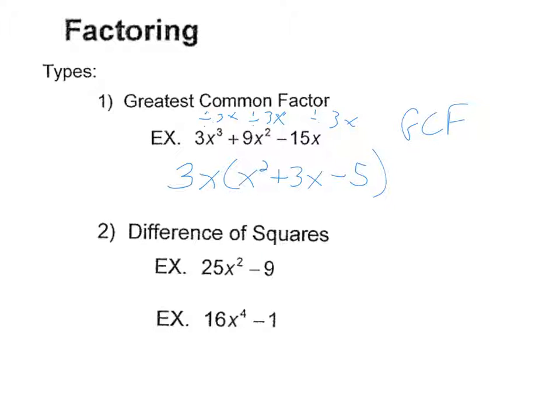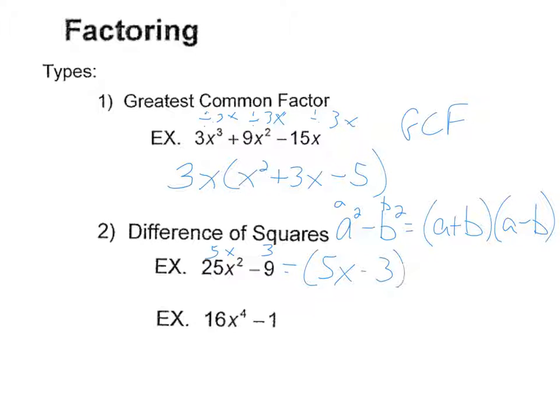The second type of factoring is difference of squares. If you have a perfect square minus a perfect square, then you find the square root of each term. In this formula, it would be a and b, and you have an a plus b in the parentheses and an a minus b. So in the first example, the square root of 25 is 5, square root of x squared is x, square root of 9 is 3. So in factored form, it would be 5x minus 3, 5x plus 3. And it doesn't matter if you put the minus first or the plus first. Has to be perfect squares, has to be a subtraction.